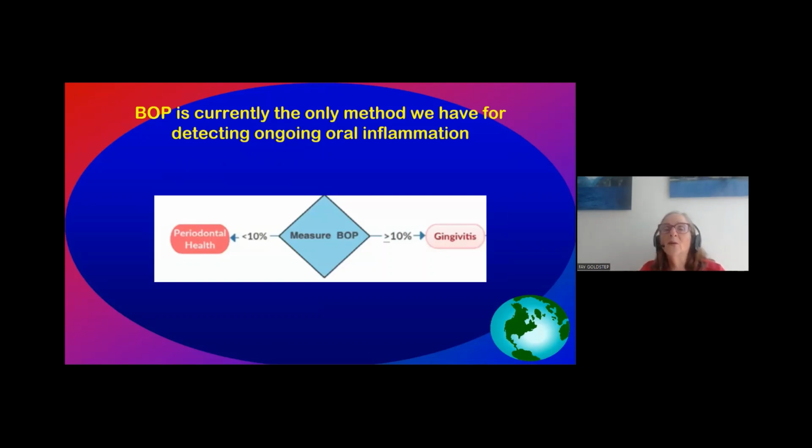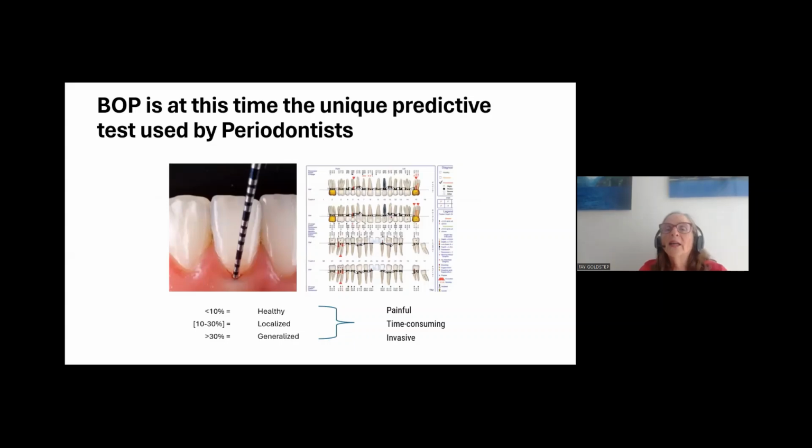So the only thing we have now is bleeding on probing. It's the only method we have for detecting ongoing oral inflammation. If it's less than 10% bleeding on probing, the patient is said to have periodontal health. If it's greater than 10%, we say the patient has gingivitis. It is right now the only predictive test used by periodontists and by general practitioners. So as we see on the bottom, healthy is under 10%. Localized would be about 10 to 30% bleeding on probing, and greater than 30% would be generalized and severe gingivitis and potentially periodontitis.